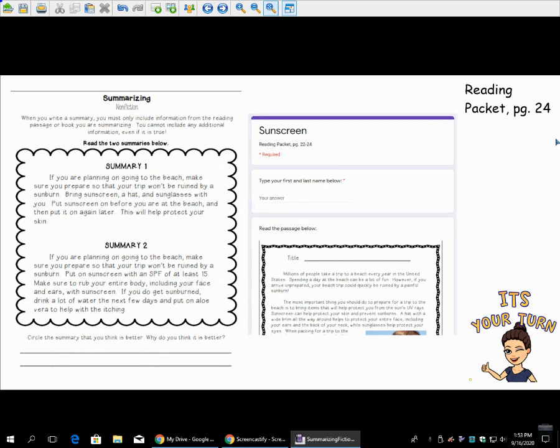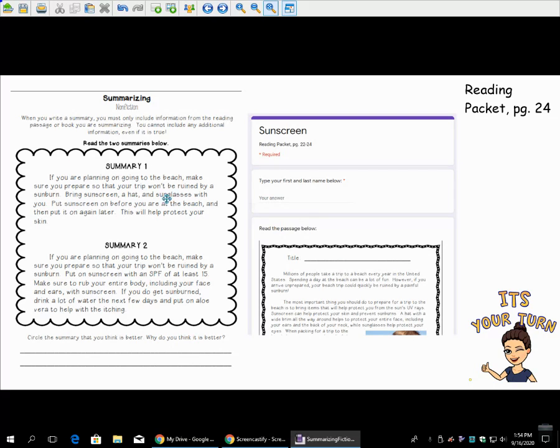Okay, now friends, it's your turn. When you turn to page 24, you can actually see the page right here in front of you, but it's important that you go into your Google Classroom to fill this form out. What it's going to ask you to do is look back over this passage about sunscreen and preventing sunburns. Make sure you give it a good title. Remember, your title needs to be your topic. It needs to follow what the whole passage was about.